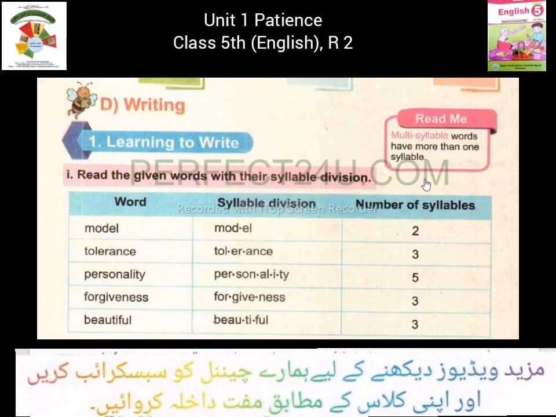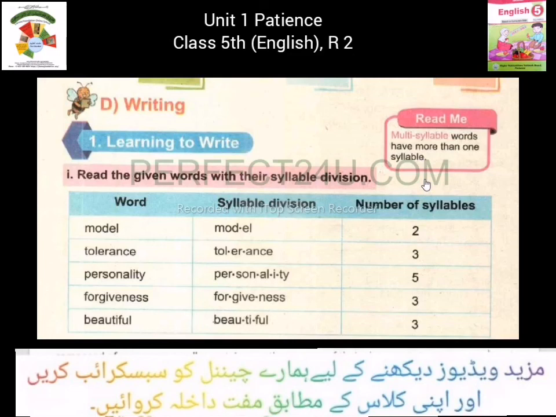So first word is model. There are two syllables because the O sound is a vowel and the others are consonant sounds. So it is considered one syllable. And one is vowel and the other is consonant, so it will be considered another syllable. So there are two syllables in this single word model. Next is tolerance, three syllables. Personality, personality. So there are five syllables in this word. Forgiveness, three syllables. Beautiful, beautiful, three.